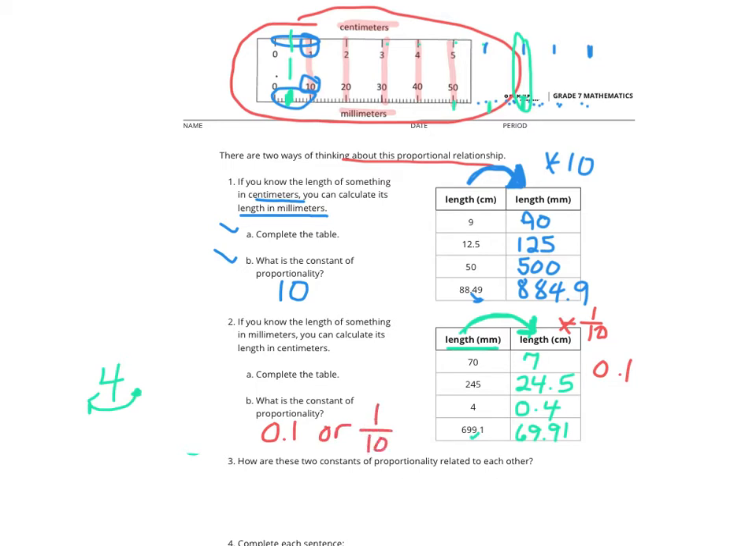Now this next question is the important one here. How are those two things related to each other? This constant of proportionality and this constant of proportionality. How are those two related to each other? I want you to write that down, okay? How you think they're related to each other.